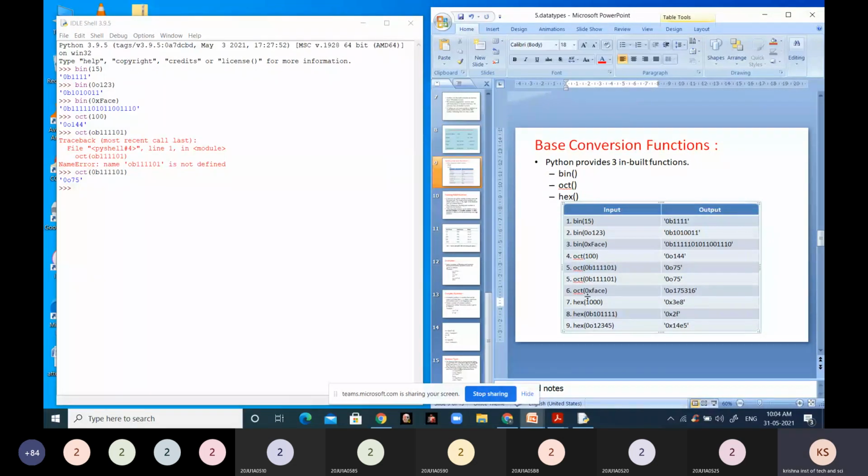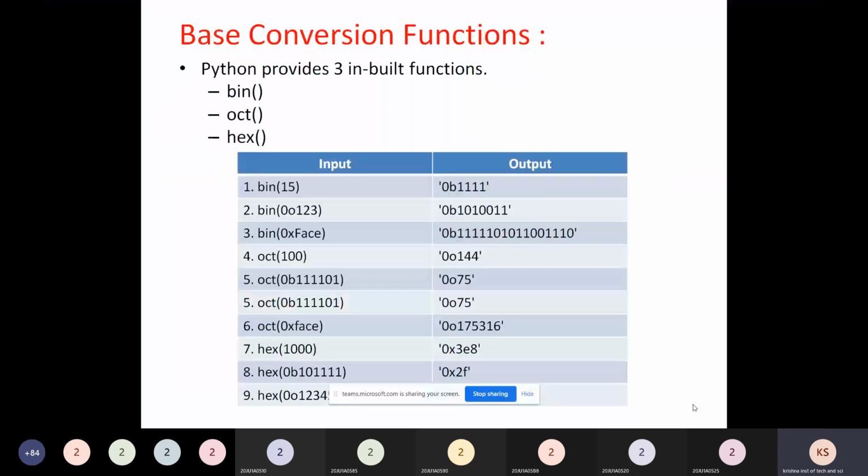You can perform decimal into hexadecimal conversion also. See here, the decimal value can be converted into hexadecimal. So 0x E3E8, this is hexadecimal notation. We took 1000 as a decimal number, and this can be converted into hexadecimal. Next, binary to hexadecimal, octal to hexadecimal.